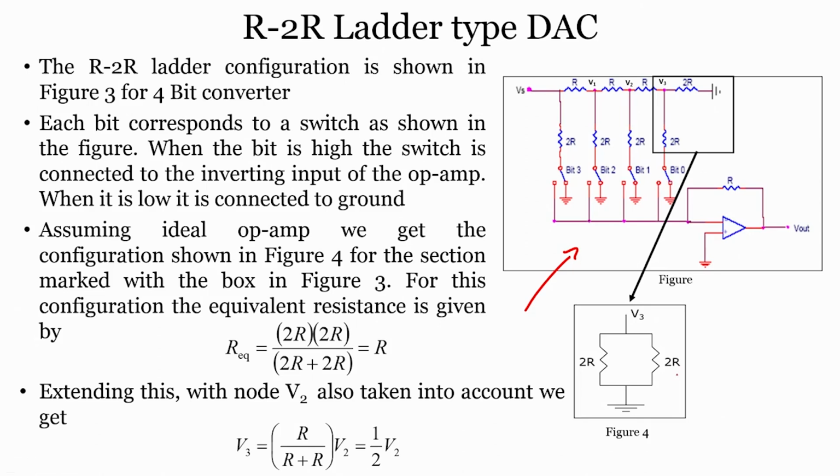So, for this one, if I use this particular square, what do I have? I have 2R and 2R again here. What will be the equivalent resistance? The equivalent will be 2R into 2R by 2R plus 2R, which is R.